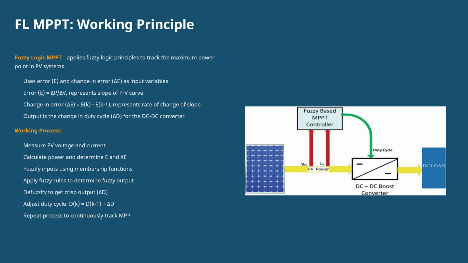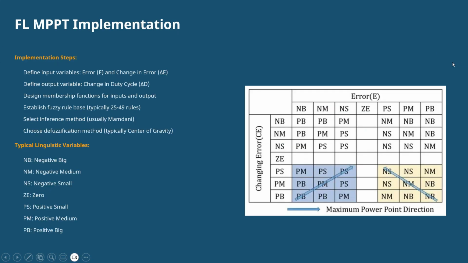Now we move to the implementation of the fuzzy logic, how to implement this. First, we define the inputs. Inputs are error and change in error, and the output is change in duty cycle. There are various representations like negative big, negative medium, negative small, zero, positive small, positive medium, positive big, as you see in the diagram. Here is my error, here is my change in error, and we find the output.